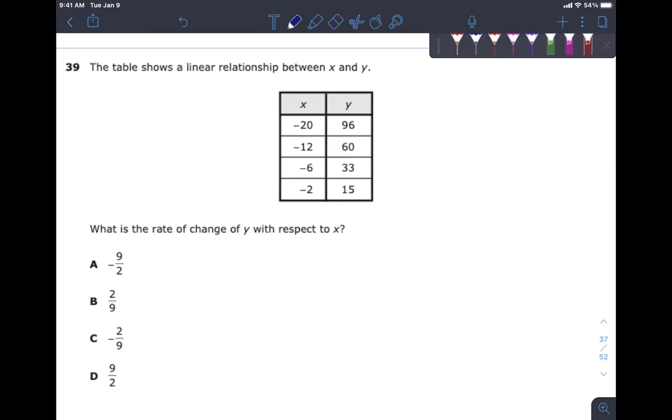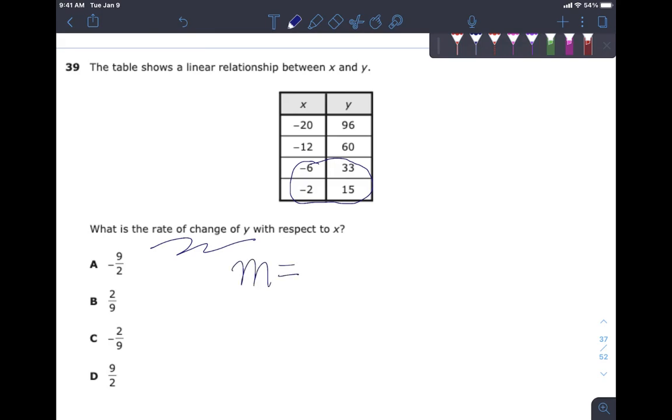The table shows a linear relationship between x and y. And here's a bunch of values. What is the rate of change? Rate of change. I want to know a slope. So I could go ahead and just calculate it, and I could also run a linear regression. I'm going to calculate it by hand first. So I'm going to look at these numbers. It looks like these guys are probably the easiest ones to deal with, so I'll pick those.